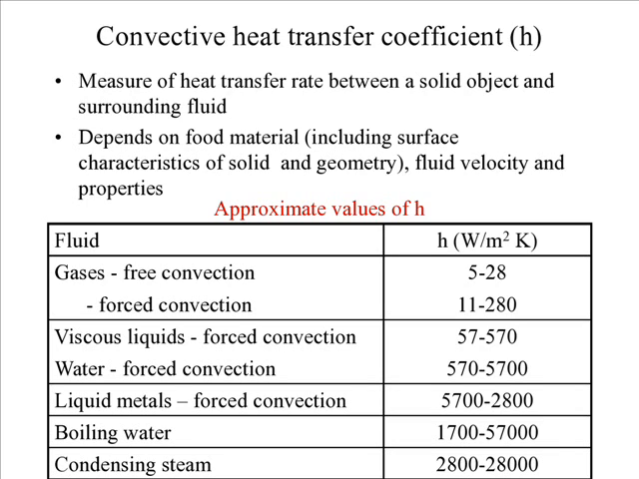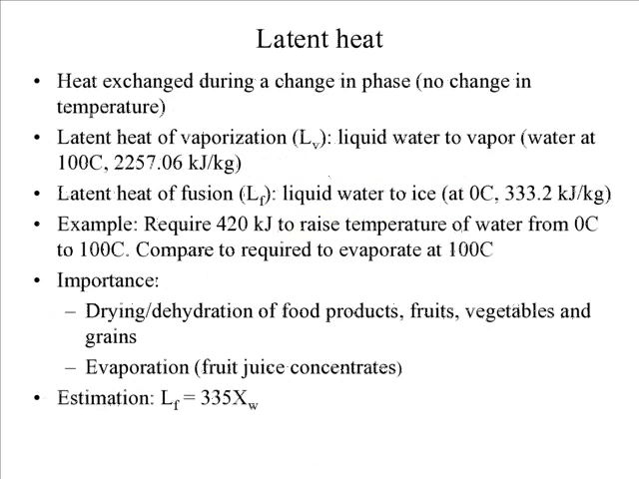You see the H, which has the units of watt per meter square Kelvin for gases, viscous liquids, water, liquid metals, boiling water, and condensing steam. The latent heat, which you may recognize from your chemistry course, is the heat exchanged during a change in phase without a change in temperature. The latent heat of vaporization is the amount of heat required for liquid water to go to vapor. The latent heat of fusion is the amount of energy required for liquid water to go to ice.